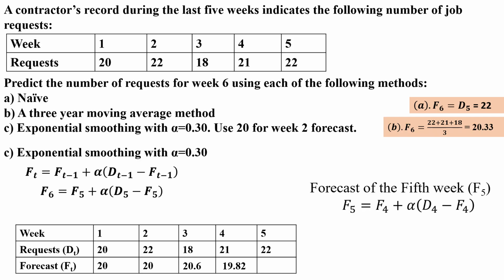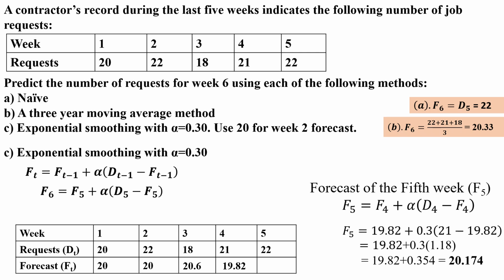Similarly, we determine the F5 value, the forecast of the 5th week. F5 equals F4 plus alpha times (D4 minus F4). The F4 value we calculated is 19.82, D4 is given in the data as 21, and alpha is 0.3. Substituting, we get F5 equal to 20.174. So we got the F5 value. Then we move to the next step.